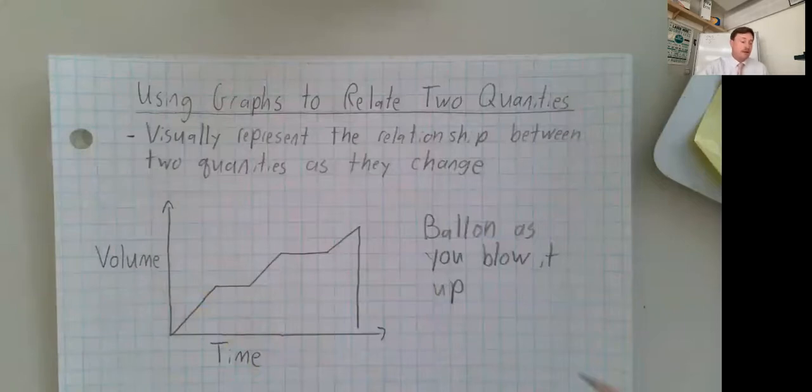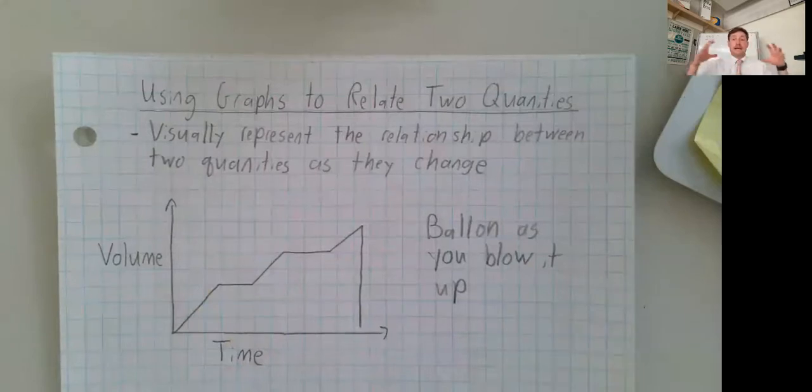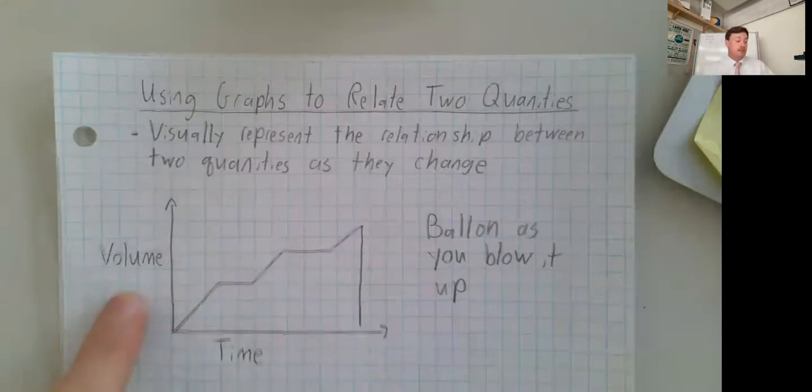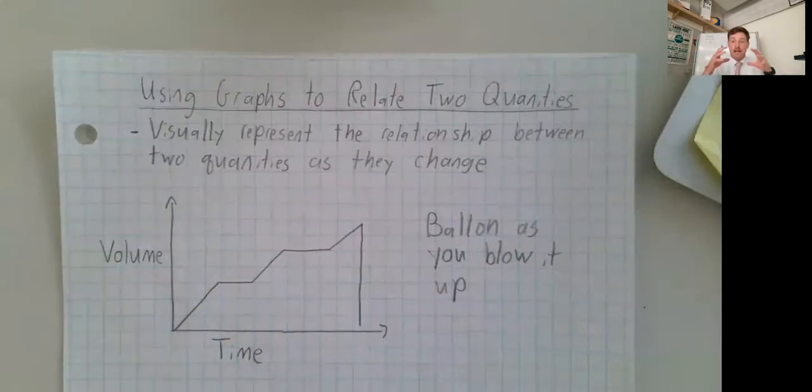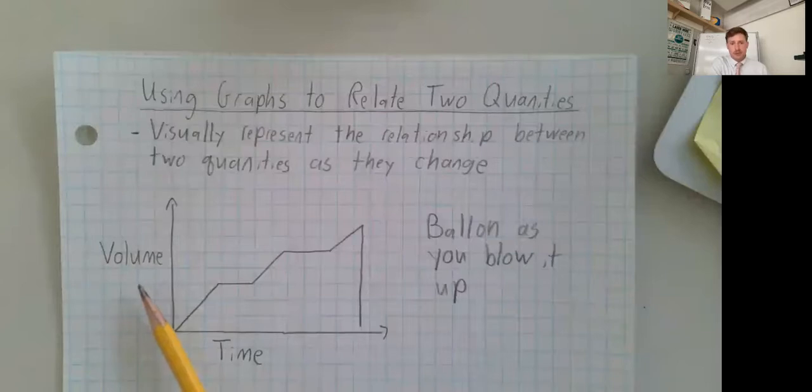So the first example that we have is a balloon as you blow it up. What's happening to the balloon? Well, the balloon is going to either be getting bigger or smaller. That's going to be represented by the volume. The volume is how much space is in that balloon. So it's going to start out with not much volume and then get bigger, bigger, bigger until something happens and it goes down. So that's one variable, how big the balloon is going to be.